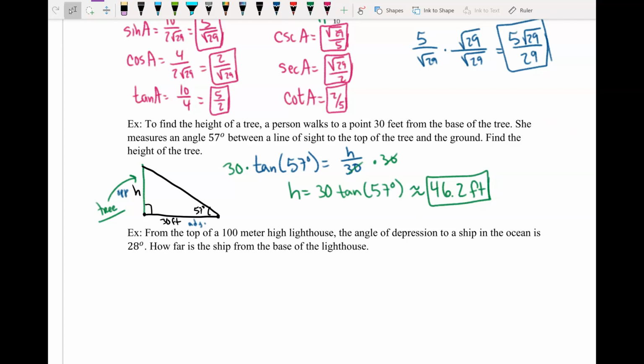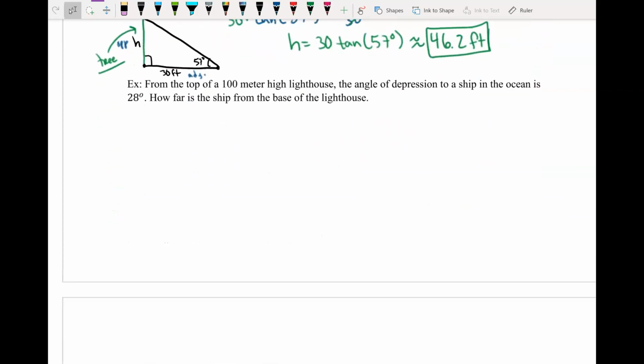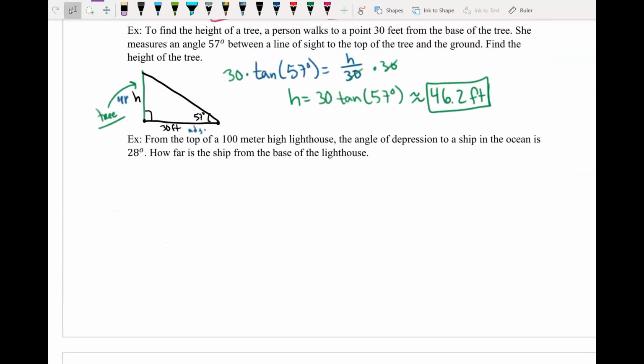All right, so let's go ahead and do this next example. From the top of a 100-meter-high lighthouse, the angle of depression to a ship in the ocean is 28 degrees. How far is the ship from the base of the lighthouse?